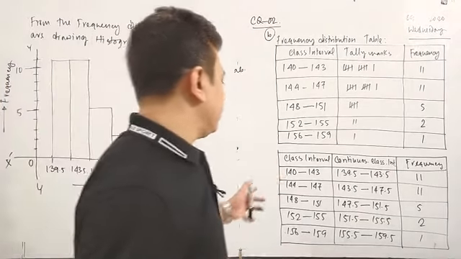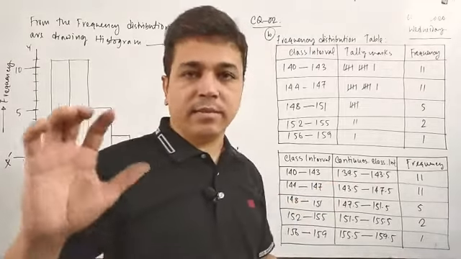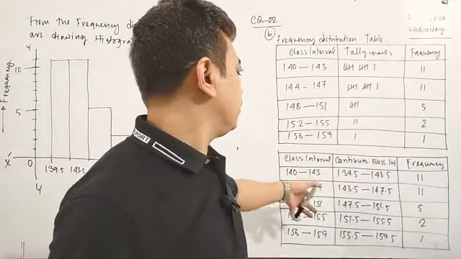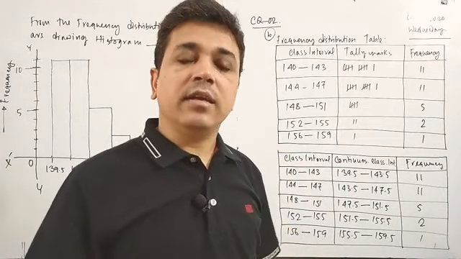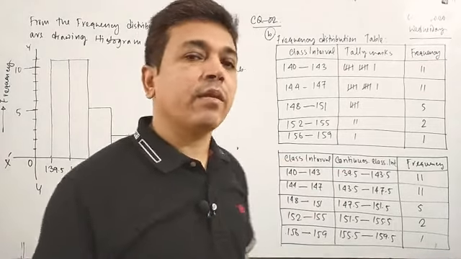Everything is fine. If you want, you can give the continuous class interval data set. If you don't give the continuous class data table, it's also fine. No problem. Don't worry.